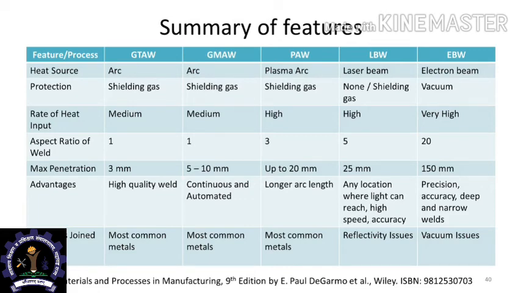and the rate of heat input is high, and the aspect ratio of welds is 5, which means that you can have fairly thick plates joined with very narrow weld widths, and the maximum penetration given is 25 millimeter, which means that it can join very thick sheets in a single pass. And there is a very specific advantage for laser beam welding.